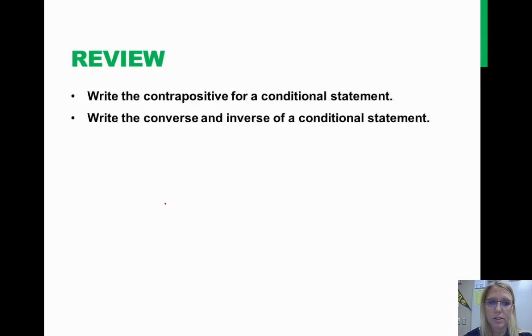So let's review for a second. Writing the contrapositive for a conditional statement is just taking the original P, then Q, switching the antecedent and the consequent, and negating them both. The converse is just switching the antecedent and the consequent. And the inverse is taking the converse and negating it. That's it for this video.